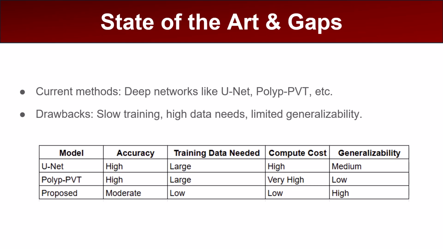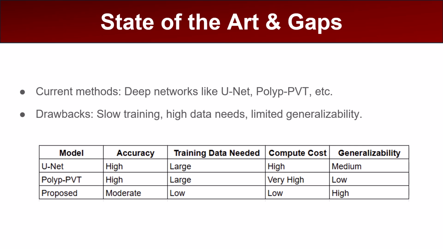Take a look at where current deep learning models stand and what gaps still exist. Popular architectures like UNet and PolyPVT are widely used for medical image segmentation. They offer high accuracy but come at a cost. They require large volumes of labeled training data and significant computational resources. This limits their accessibility, especially in smaller labs or clinics. The table below summarizes this trade-off.